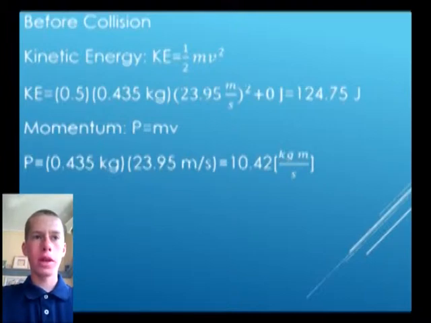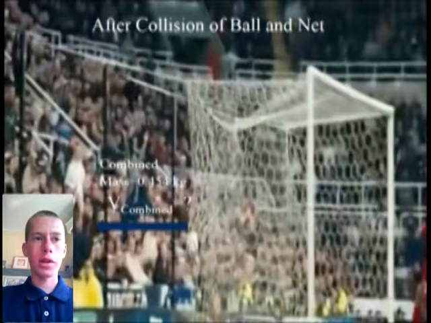Now, using the kinetic energy equation of KE equals 1/2 mv squared, with the ball's mass of 0.435 kilograms and speed of 23.95 meters per second, we find that the total kinetic energy before the collision is 124.95 joules, because the stationary net adds no kinetic energy. Using the same information and the momentum equation of P equals mv, the total momentum of the ball before the collision is determined to be 10.42 kilogram meters per second.